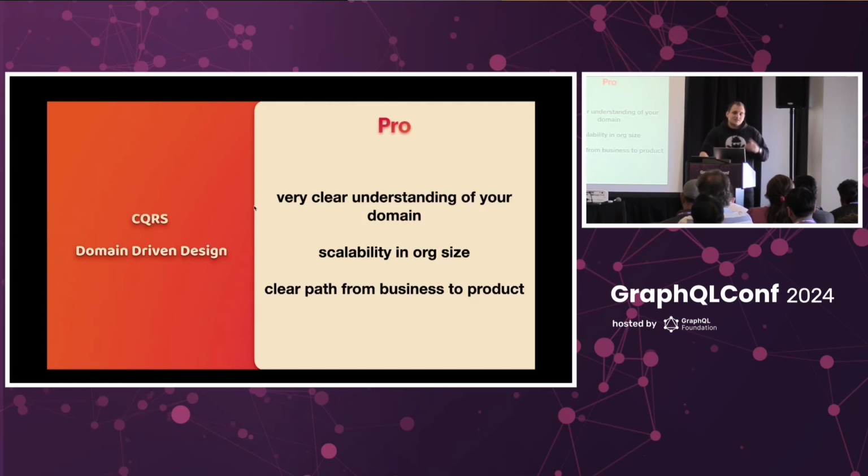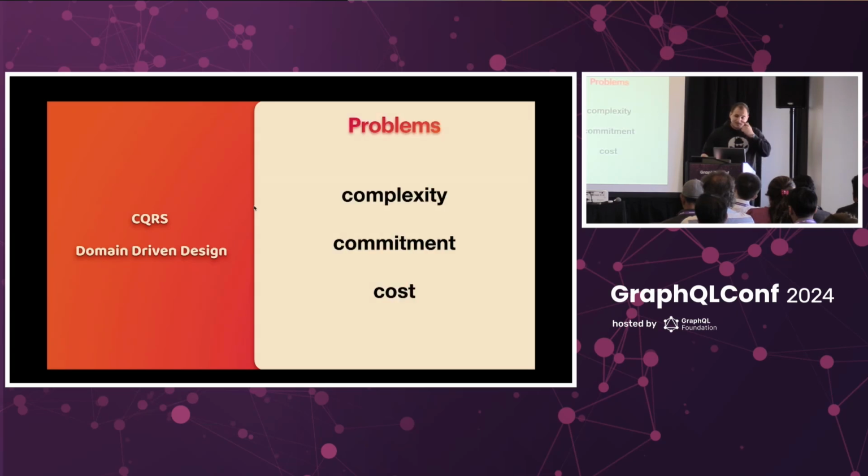If you combine the two, you have a very clear understanding of what your business does, and it scales to any org size. And the biggest benefit is that you have a very clear path from business to product. So one person in the business team comes up with an idea, then you model it, and you can build it into your product. And it just goes like this because you have built your application in a way that allows for this. The problem is it's very complicated. You have to commit to it. You have to stick with it. You cannot do only partial DDD, either you do it fully or you just better leave it, and it's very cost intensive.